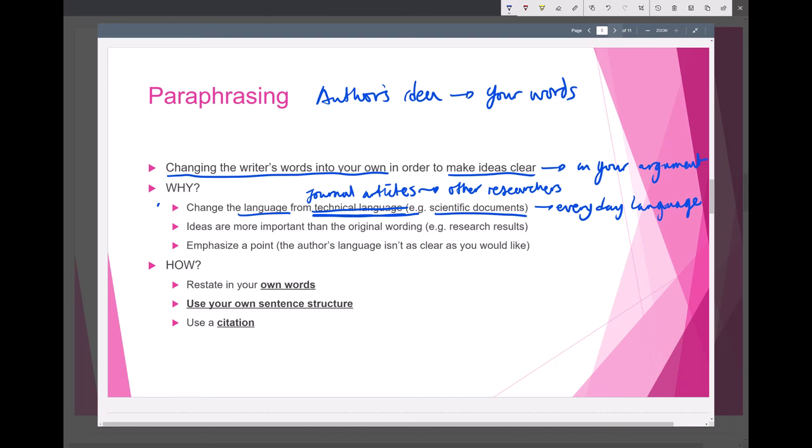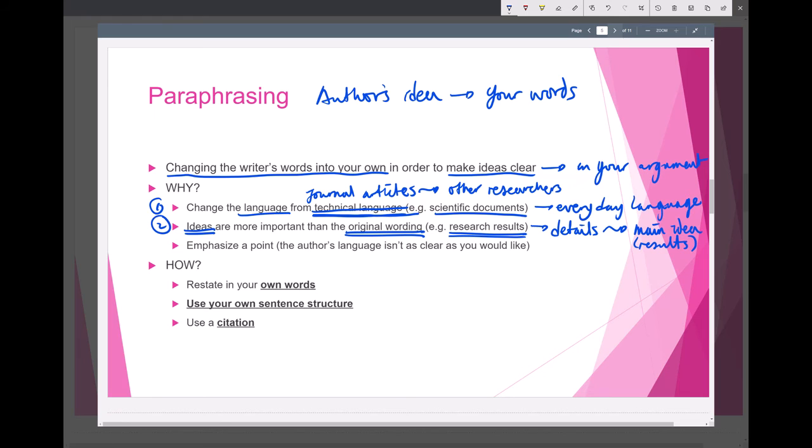Another reason would be, okay, well, the idea is more important than the original wording. Now, these are not claims that we talked about earlier, or principles or rules, but it might be something like the details of the study. In this case, the results. So you want to move from the details to, let's say, the main idea, or in this case, let's say results, for example.